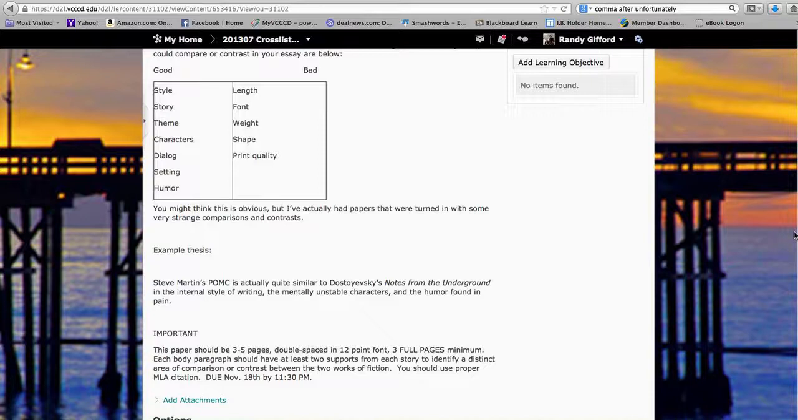And look at getting at least 2 supports from each story. And maybe occasionally look for an outside source that would help you prove that the characters had, well, in this case, it would be psychology. Maybe a literary critic could help you with humor. And the mentally unstable, that's another psychology.